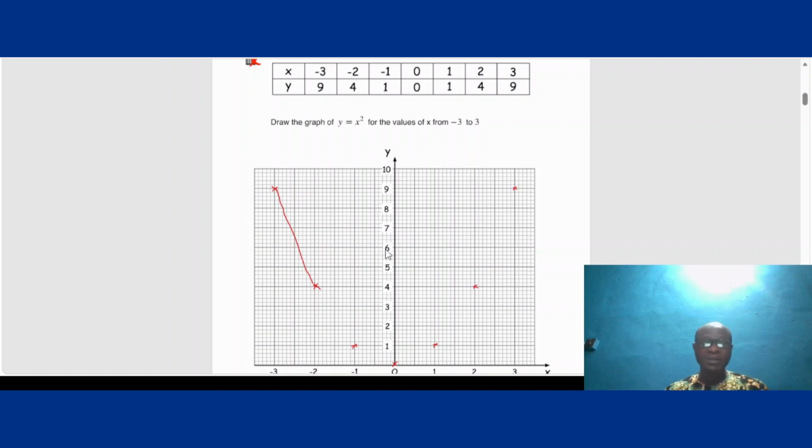If I pick 2 points, I will join it. So I pick another 2 points. Then it will curve at 0, 0. This one will go like this, and it goes up. After doing that, you write it. Y is equal to x squared.